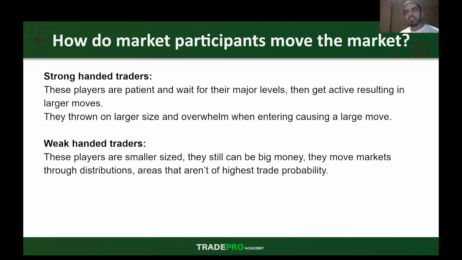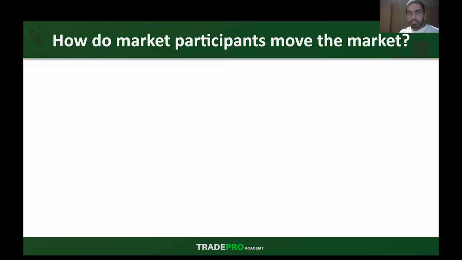Weak-handed traders enter markets after strong-handed traders. When the strong-handed traders have decided to throw on size and decide to create the move, the weak-handed traders do jump on board. And by the time the trend ends, the only one out of these two that's left is the weak-handed trader, where the strong-handed traders have already done what they have to do, and they're going to reposition at a different level.